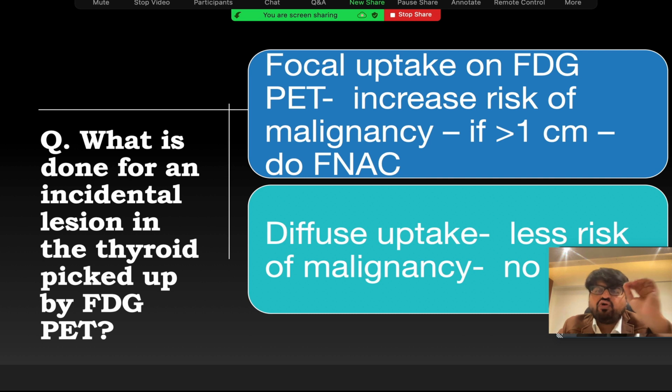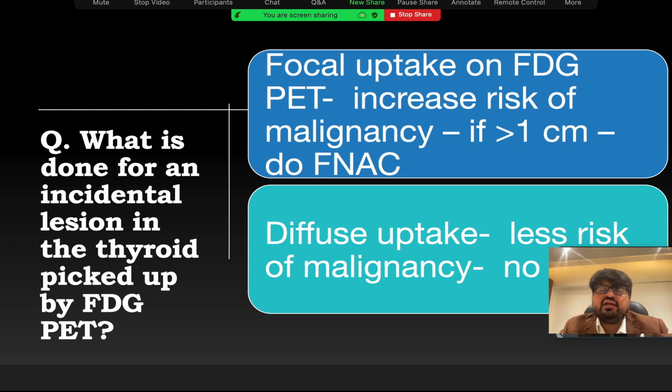So if you find a focal uptake, again, it's a very good idea to communicate with a nuclear medicine physician. See, thyroid nodule is a subject where talking to your radiologist, to your histopathologist, and to your nuclear medicine physician, and to your surgeon also, communication is very important. The more you communicate, the better you learn, and the better your patient is served. So this is an area where teamwork and communication is very, very important.